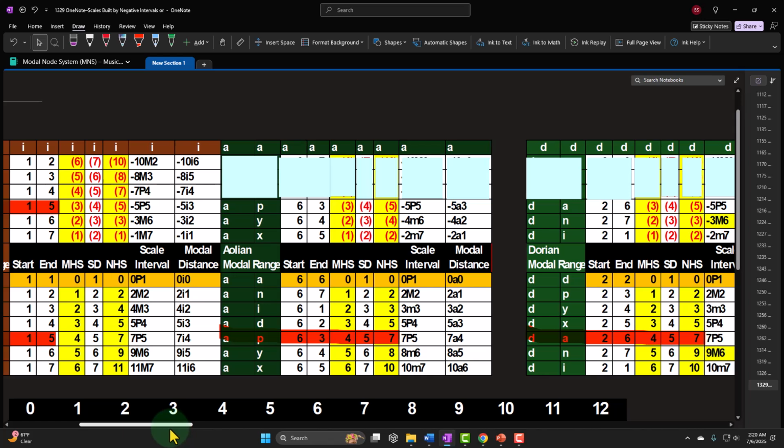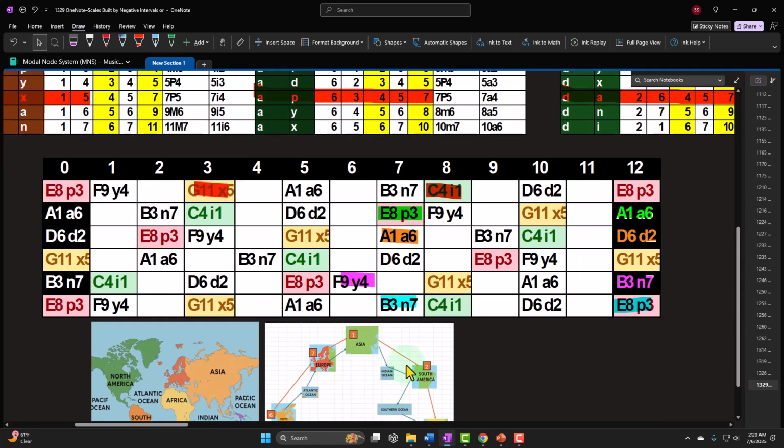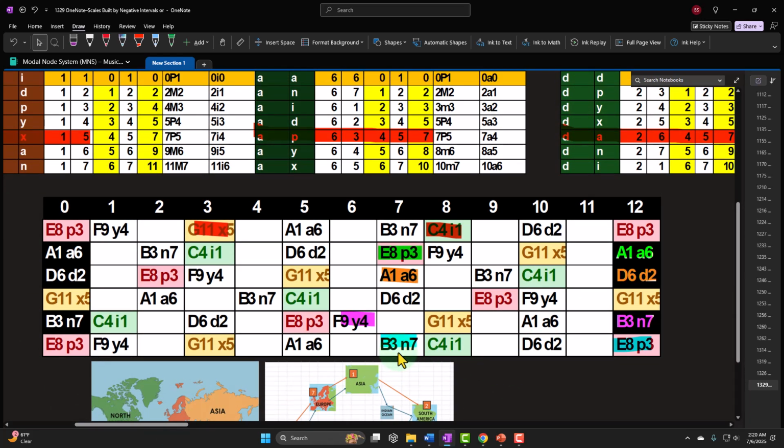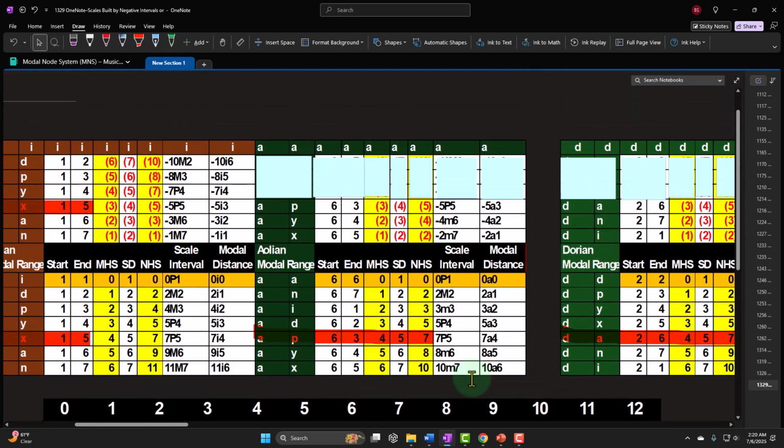So if I was to look at that from the Phrygian node, we go back 1, 2, 3 modal half steps backwards, 1, 2, 3, 4, 5 notes backwards. If I was to go forwards from this Phrygian or clockwise, 1, 2, 3, 4 modal half steps forward, which would be the 5th scale degree, notes 1, 2, 3, 4, 5, 6, 7 notes forward.